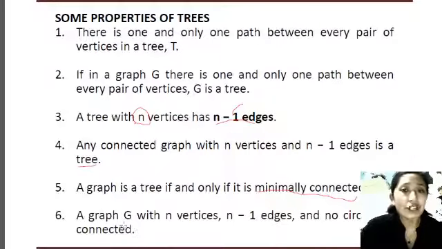This is the next definition of a tree, which says that if a graph has to be a tree, then it has to be minimally connected. It has to be connected with the minimum number of edges. If you reduce the number of edges even by 1, then the graph will become disconnected. Next says that a graph G with n vertices and n minus 1 edges without any cycle or circuit, and if it is connected, then it will be a tree, or if it is a tree, then it will be connected. So it's vice versa.